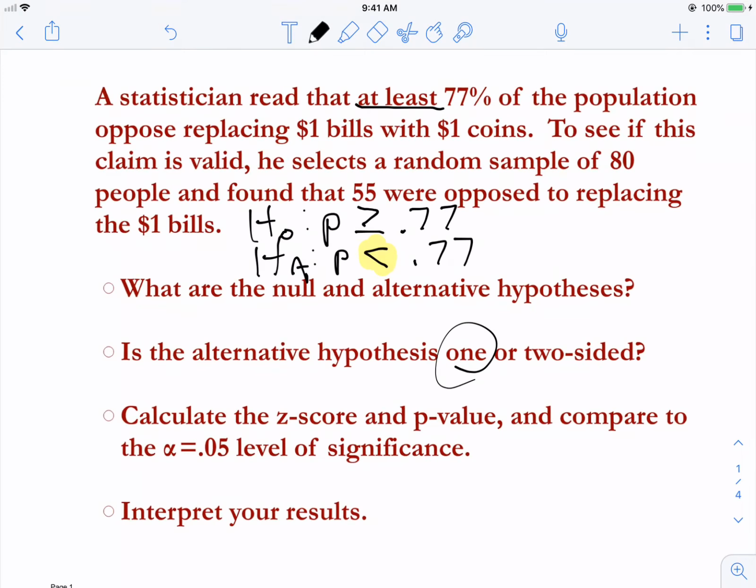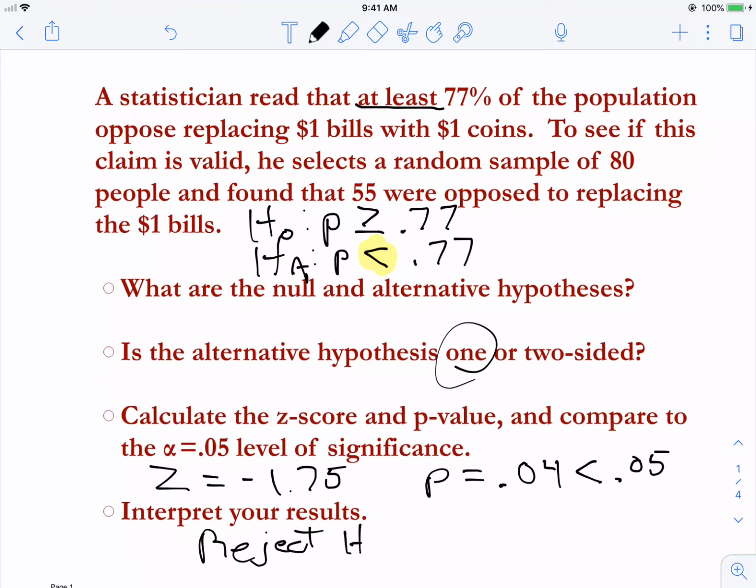So we'll go back to our notes here. We have a z-score of negative 1.75. We are smaller than the center. And the p-value, we'll say, was about 0.04, which is less than 0.05. So p is low. We reject this null hypothesis, which means that we feel we have evidence, significant evidence, that less than 77% of that population are really against making this change. Okay? Reject the null hypothesis, accept the alternative.